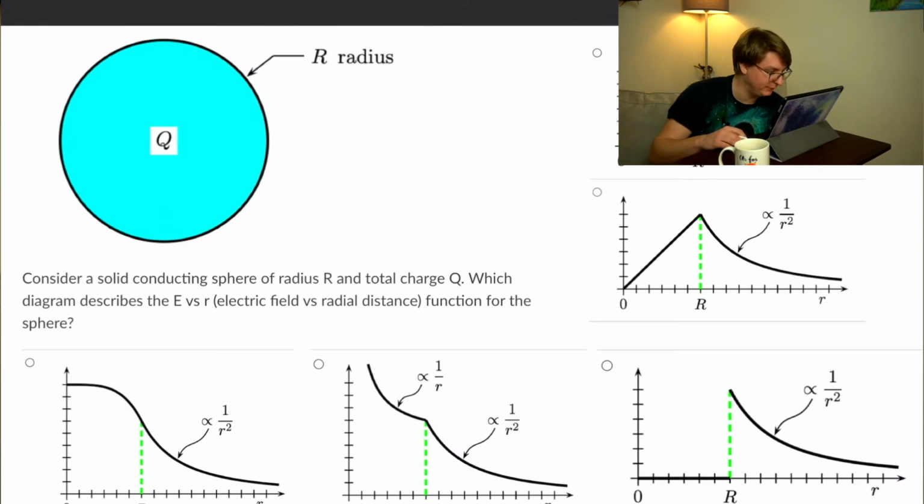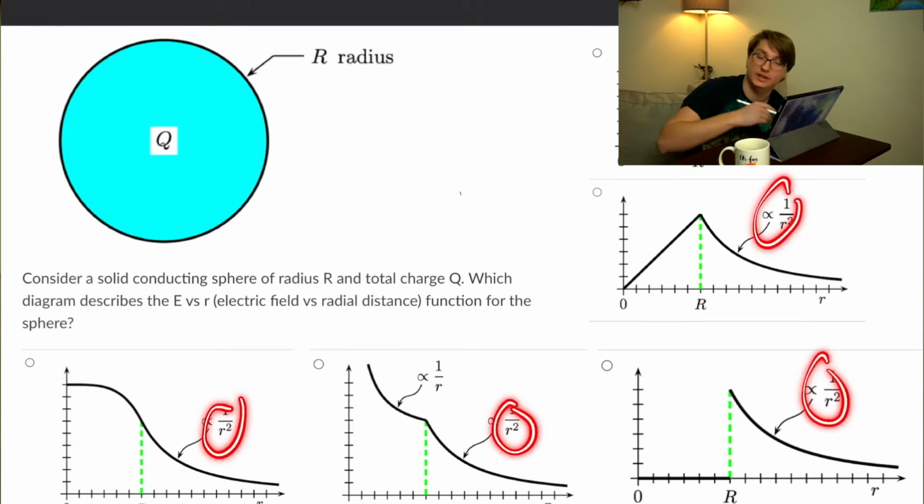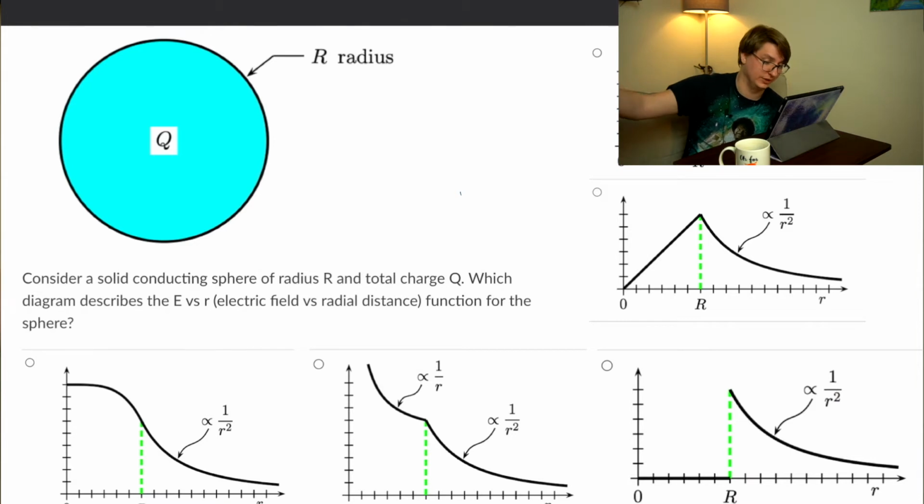Ooh, we got a fun one here. So consider a solid conducting sphere, radius r, total charge q. I'm going to assume the charge is uniformly distributed, because I don't think it says in here. Which diagram describes the E versus r, electric field versus radial distance function for the sphere? So this is an application of Gauss's law. It seems really obvious that it's always going to be 1 over r squared on the outside, and that's actually our only choice.